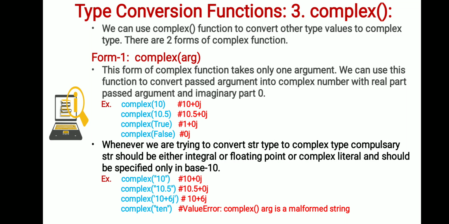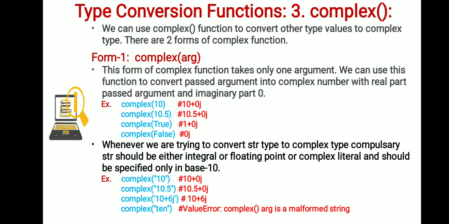Then complex of True. Now True is a boolean value and the Python interpreter will take True as 1 internally. So 1 will be converted into complex with 1 as the real part and 0 as the imaginary part. So we get output as 1 plus 0j. Then complex of False. Again False is a boolean value and the Python interpreter will take False as 0, so there will be no real part in this complex conversion, so we get output as 0j.